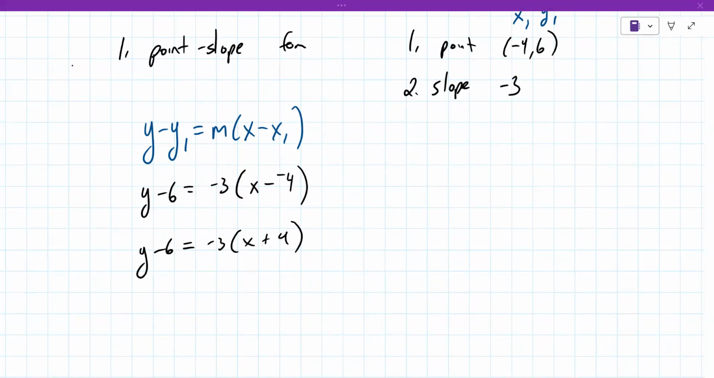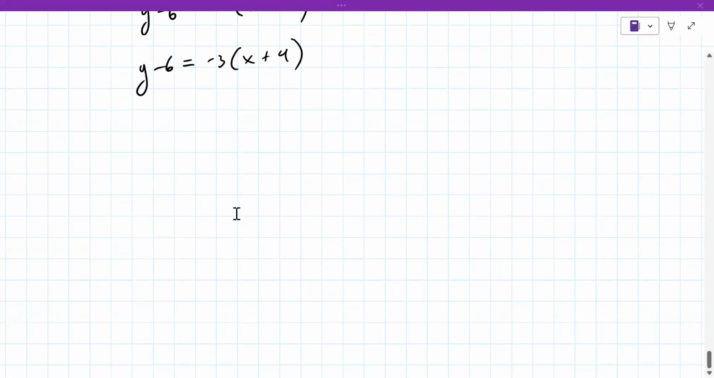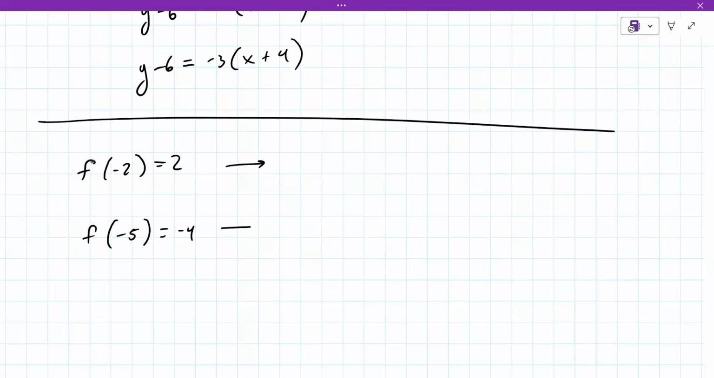I'll give you another set of functions. You need the solutions here to make sure it's actually okay. All right, so let's go. f of -2 equals 2. f of -5 equals -4. So I recommend that you first write the ordered pairs that go along with each of these, and then we'll calculate the slope.